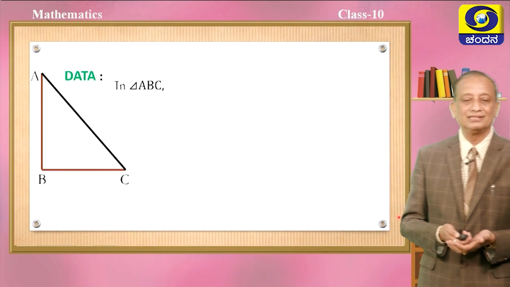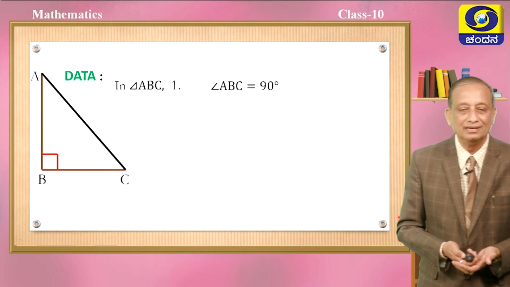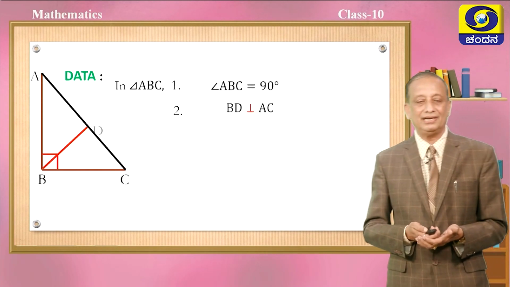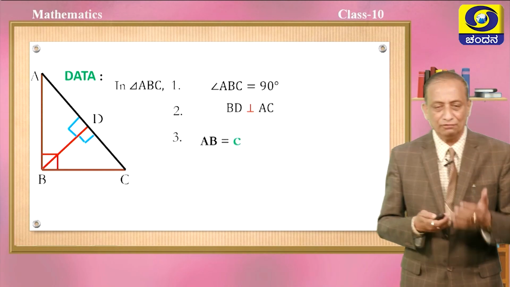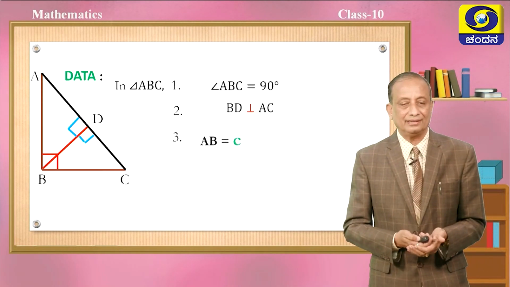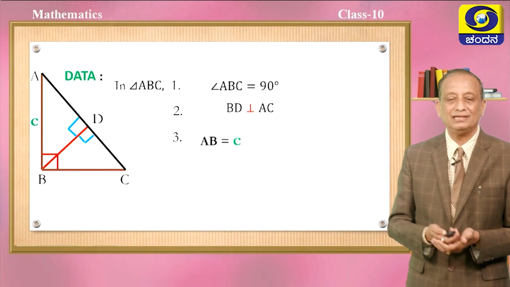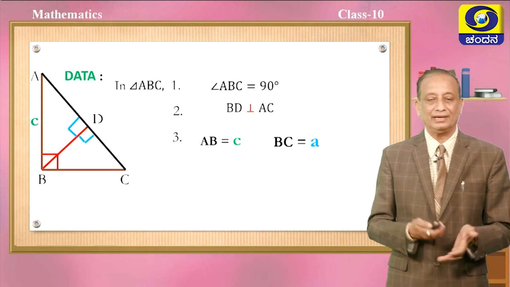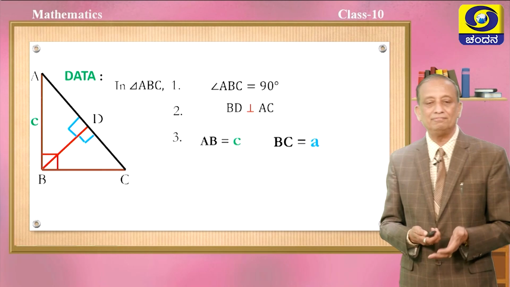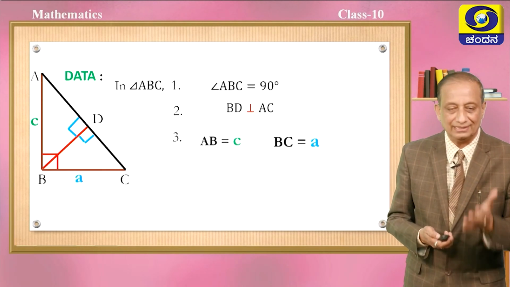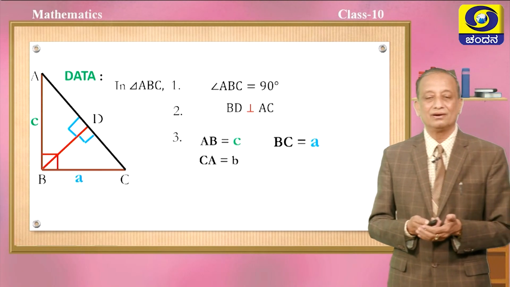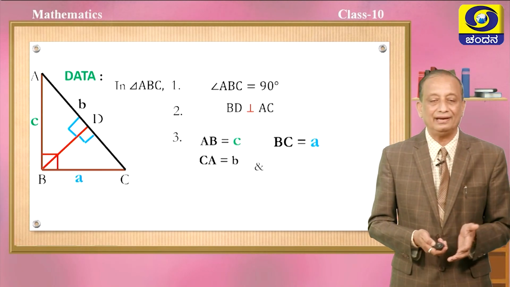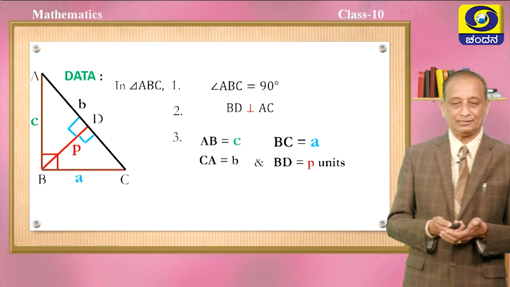So here is a right angle triangle ABC, in which angle ABC is 90 degrees. BD is perpendicular to AC. For brevity, select the length AB, which is opposite to angle C, call it c units with a lower case. The length of BC opposite to angle A, call it a units, and the length of AC, which is opposite to angle B, call it b units, and finally the perpendicular BD as p units.